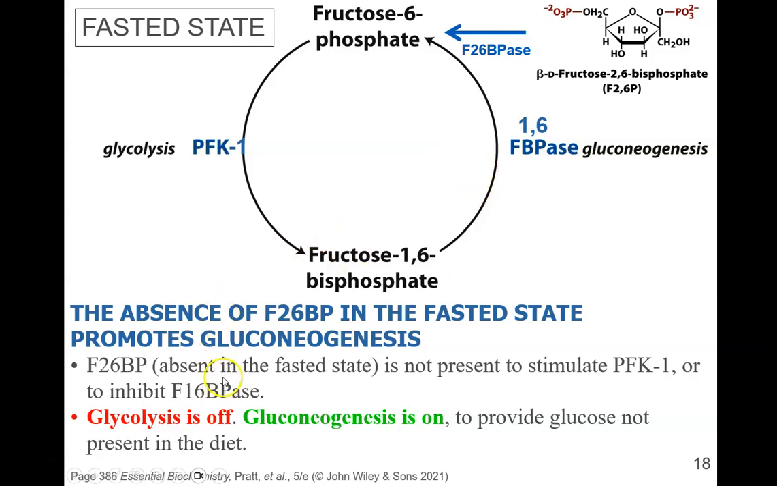So in the absence of fructose 2,6-bisphosphate, it's not there to stimulate PFK1, and it's also not there to inhibit gluconeogenesis. So glycolysis is off and gluconeogenesis is on because you're fasted, and gluconeogenesis needs to be on to provide glucose that you're not eating.